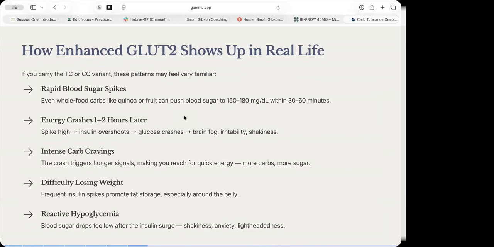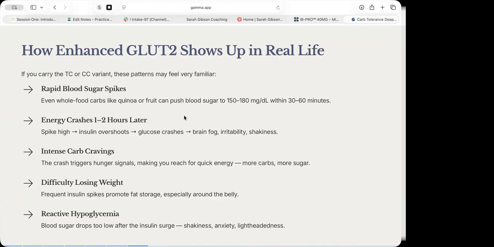And so people who carry this, this is kind of what I just explained to you. If you carry an impact on these genes, what you may see is rapid blood sugar spikes. If you were wearing a CGM, that could push blood sugar up to 150 to 180 milligrams per deciliter within 30 to 60 minutes after eating. And even whole foods like quinoa or fruit can do that.